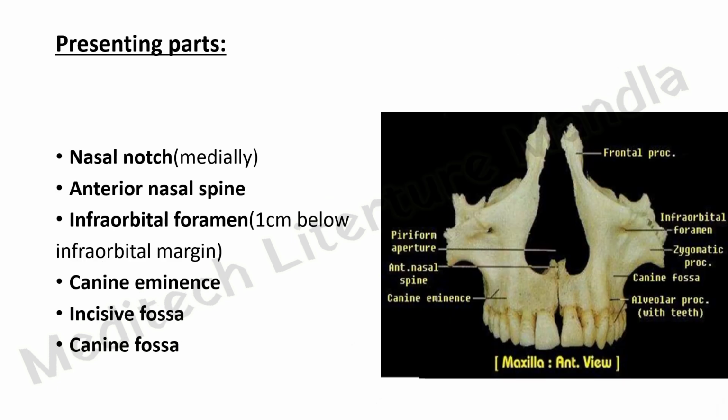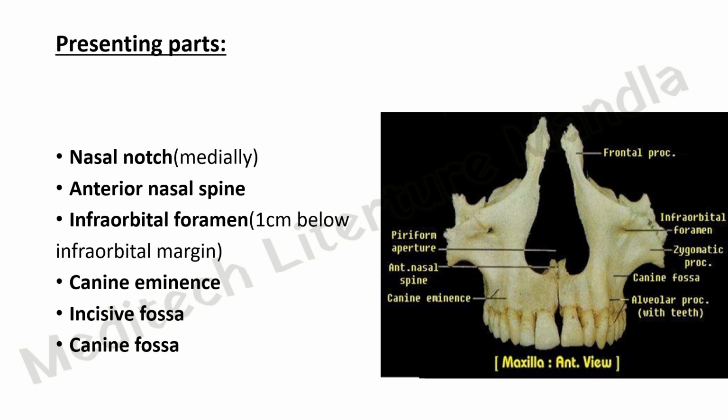There are different structures that can be seen in maxilla. One is the nasal notch. This can be seen medially. The two nasal notches meet in the midline, forming the nasal notch. It forms the lower boundary of the pyriform aperture. Then there is anterior nasal spine. Anterior nasal spine is where the two nasal notches meet in the median plane.